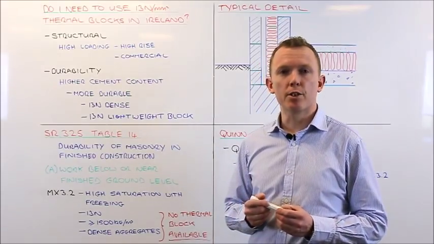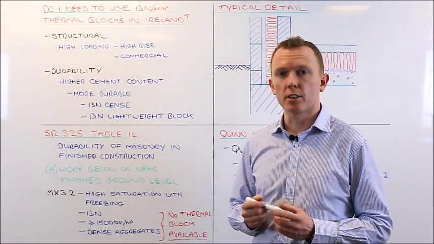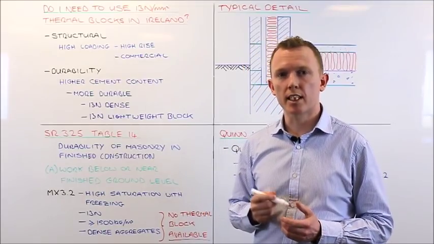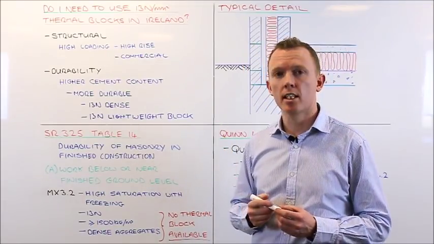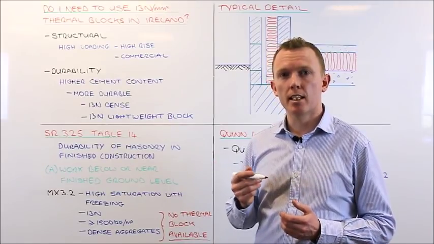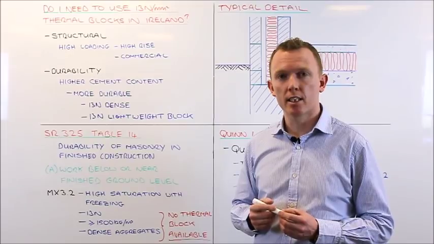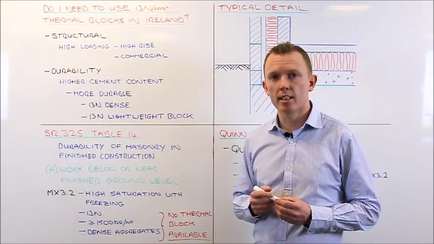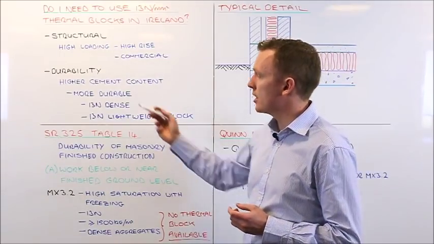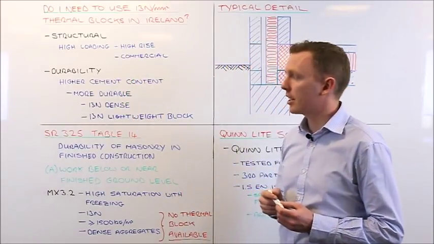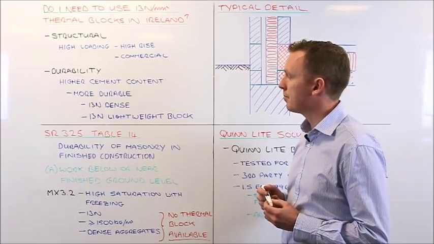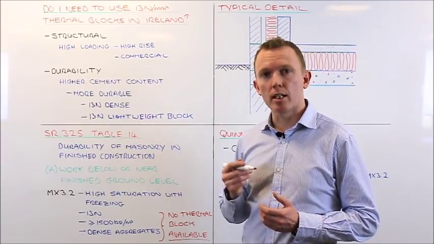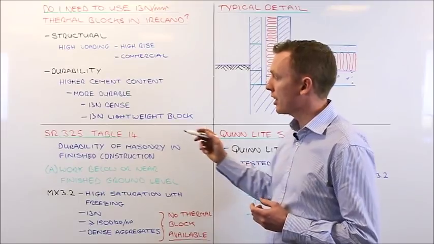There'll be two reasons why you would use a 13 Newton block in a masonry structure. Firstly, structural. If you have a building which is subject to high loading, for example a high-rise building or a commercial building, your structural engineer may specify a 13 Newton block for structural reasons. And if that's the case, then you need to use a 13 Newton block. The other reason why 13 Newton blocks may be specified is for durability. The higher cement content of a 13 Newton block makes it more durable.